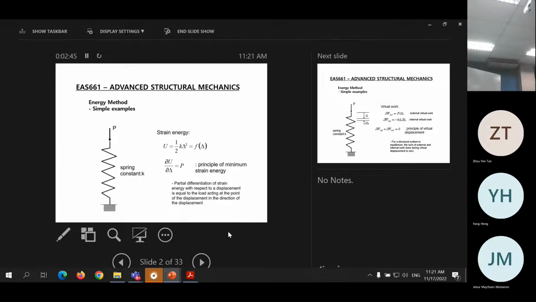The displacement here can also be a rotation, and the corresponding force will then be a moment. So this is one of the principles that we frequently use to solve structural mechanics problems instead of using the equilibrium approach. We don't use any equilibrium equation here, but finally we can solve for delta.